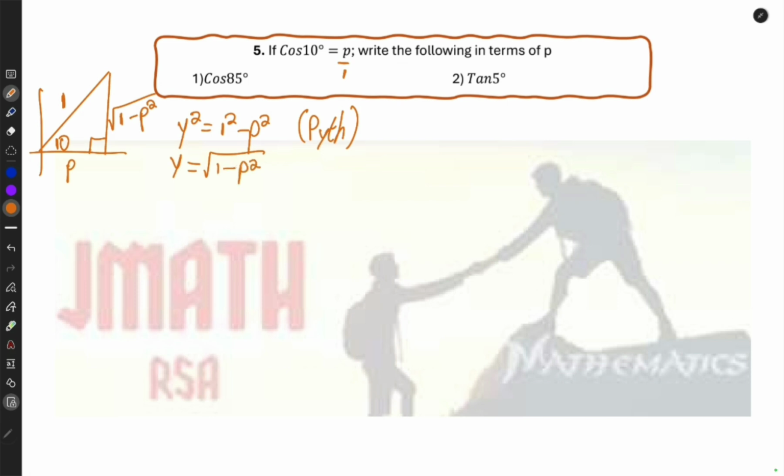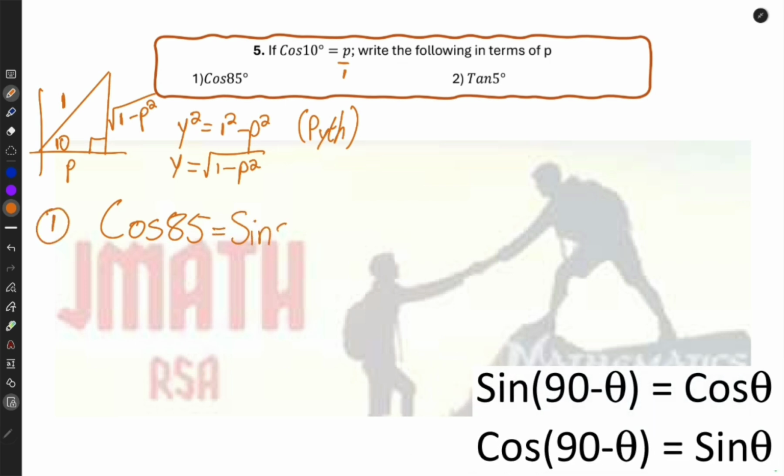I can go and check how would I get the answers. So cos 85, I now need to rewrite as something with a 10. 85 is going to be very difficult to get down to a 10, but I know that that is going to be cofunctions with sine 5. So I'm actually going to work with sine 5 in this case.